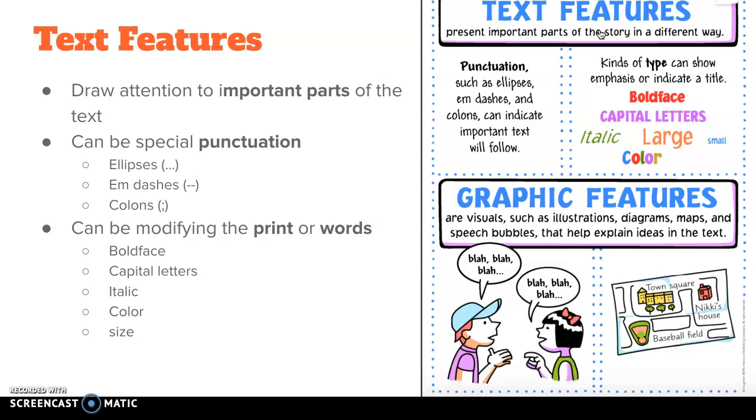We can use boldface, such as here, where the letters are darker, heavier than the other words. We can also use capital letters. Sometimes, depending on the context, capital letters can mean shouting, or because they are all uniform and large in size, they draw our attention. We can also use italics, which are letters that are slanting. We can use color, and we can use size.